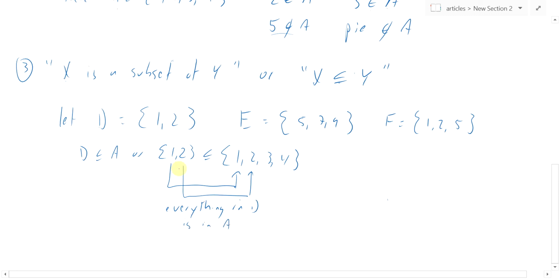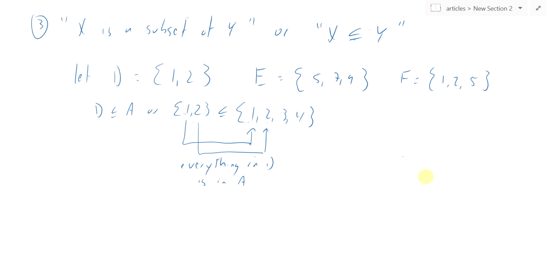Right? So D is a subset of A. 1 occurs in the list for D, but it also occurs in the list for A. 2 occurs in the list for D, but also occurs in the list of A. So if this list is somewhere in this list, then this is a subset of that. Is E a subset of A?